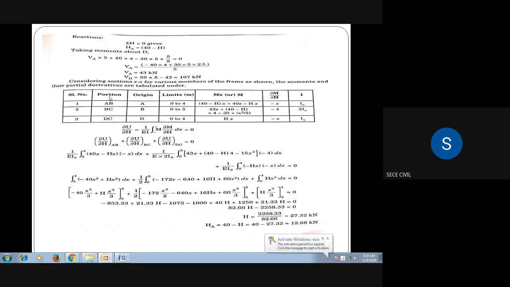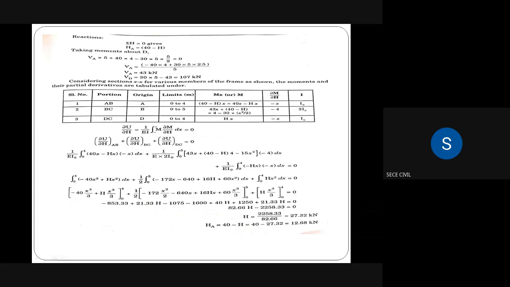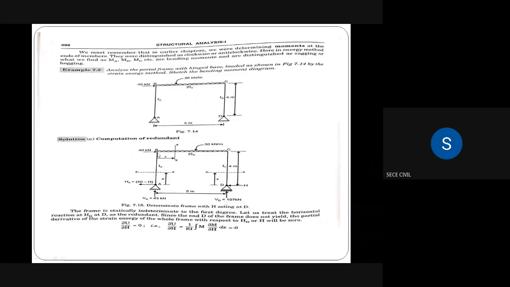Here there are three portions. First, they are taking portion AB. For portion AB, the origin is A. From this point only, they are considering the distance X.